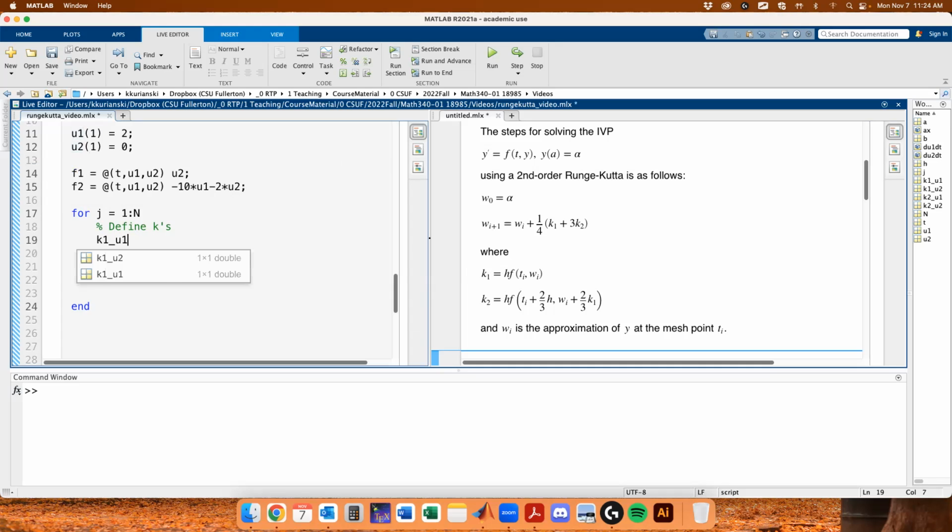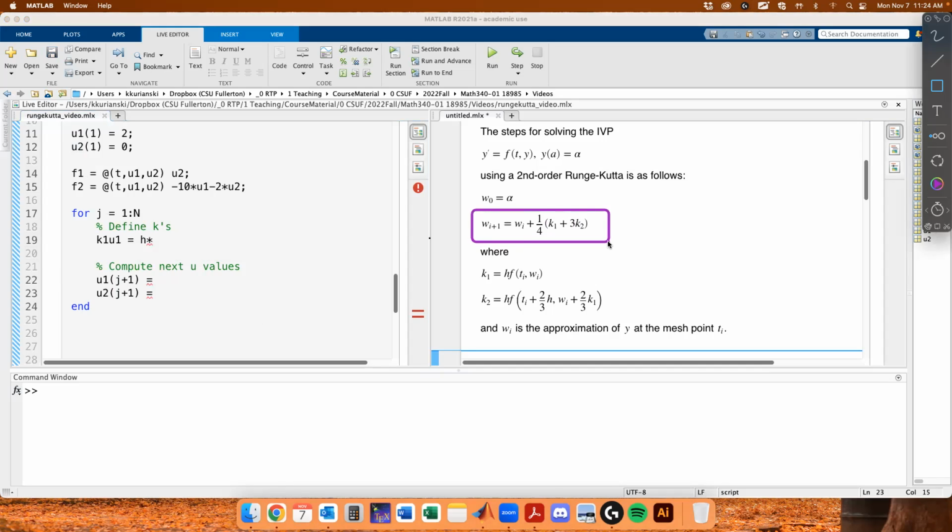So I'll have K1 for U1. That's equal to H times F evaluated at Ti, Wi. Now my loop here is going from 1 to n because I am going to update U1 j plus 1 and U2 j plus 1 in the way that it's written over here. If you want, you could make this loop from 2 to n plus 1 and then update u1j and u2j using j minus 1 indices on the right.